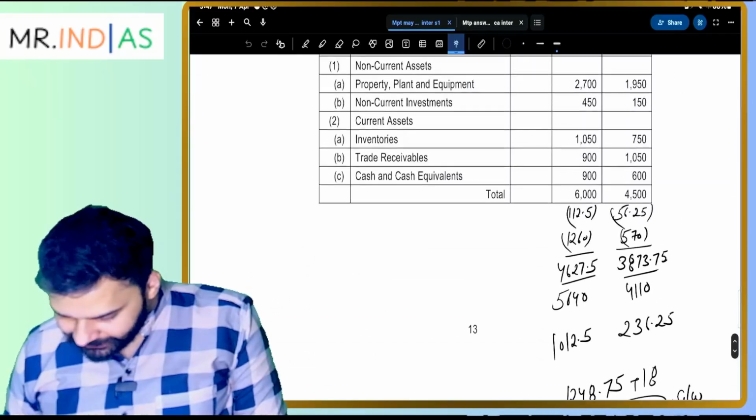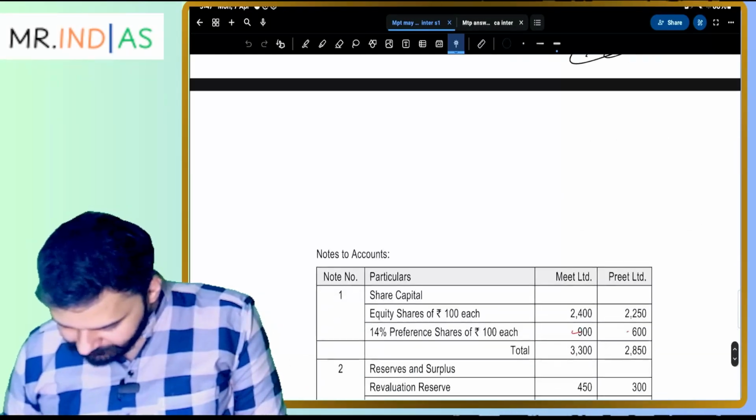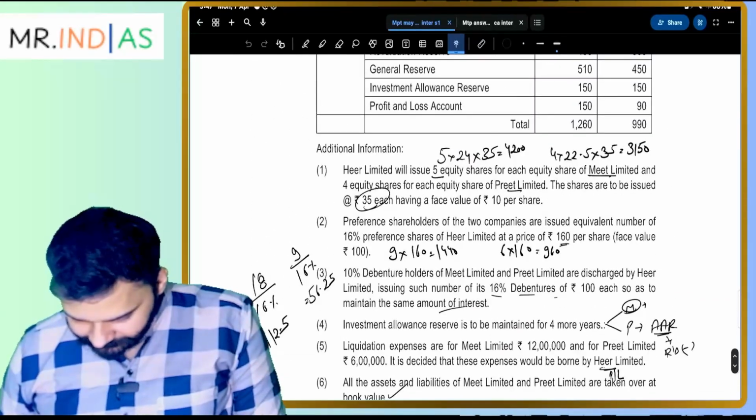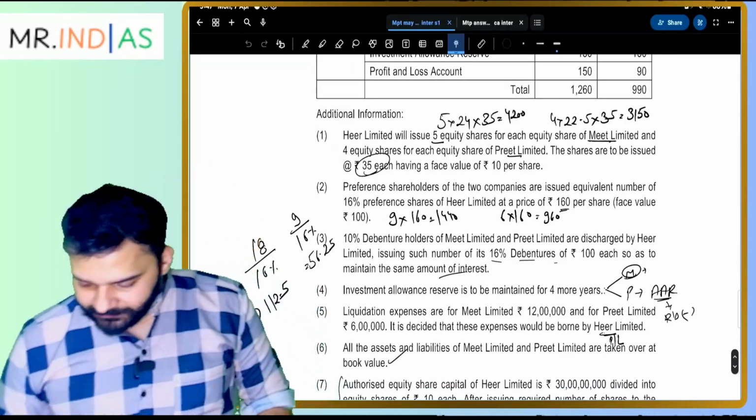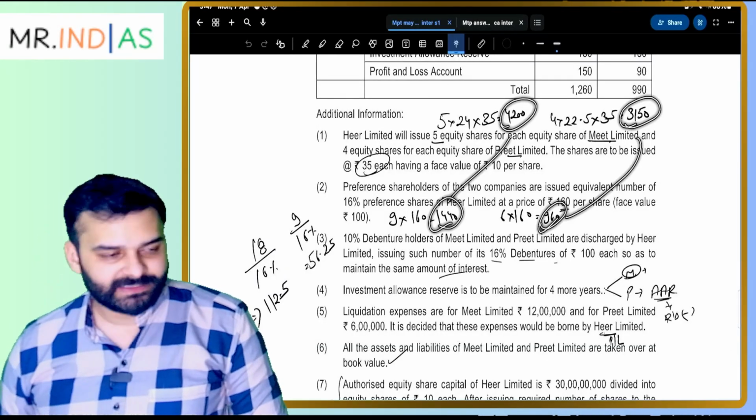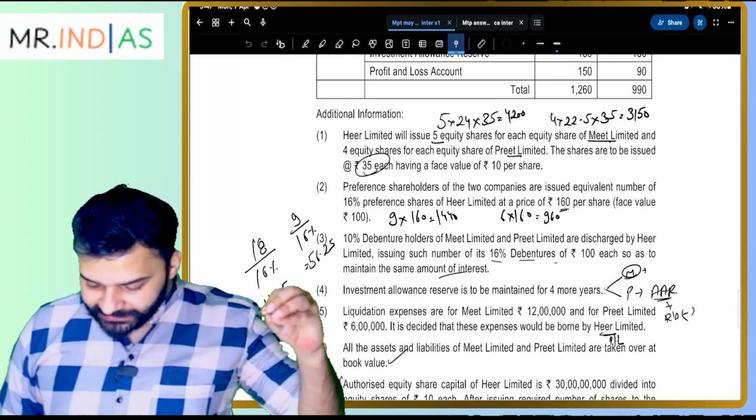Now how did I come to the preference share number? This is 9 and 6. Okay. So the amount of purchase consideration would be 4200 plus 1440, 3150 plus 960. This is the amount of purchase consideration that you have paid.